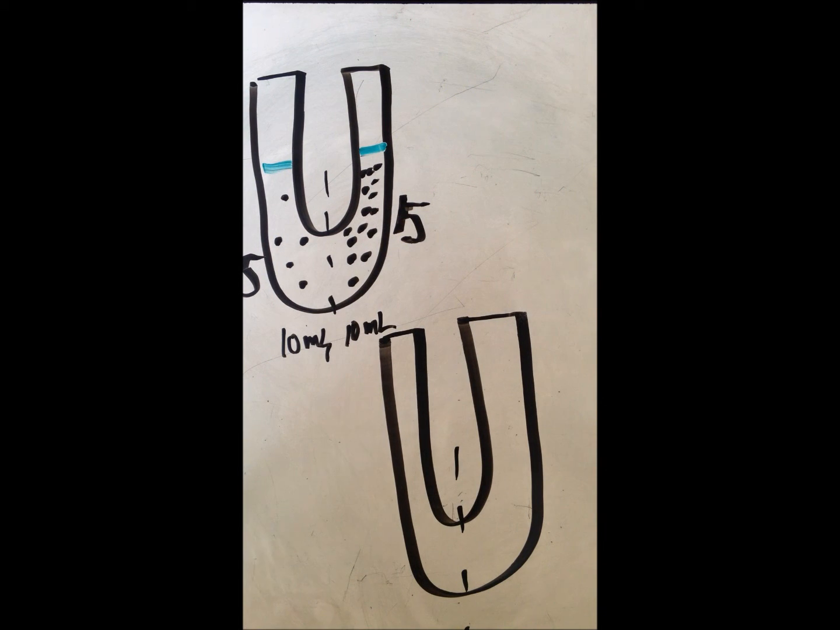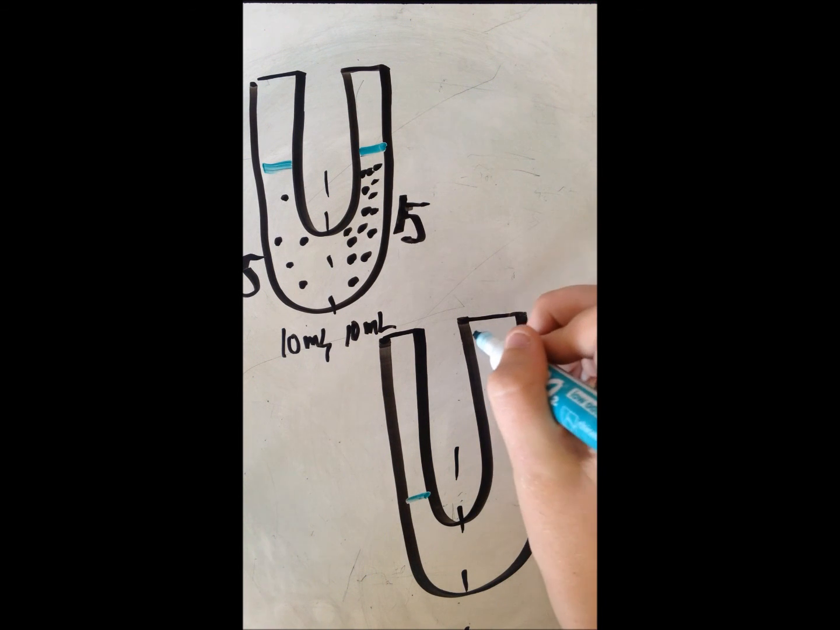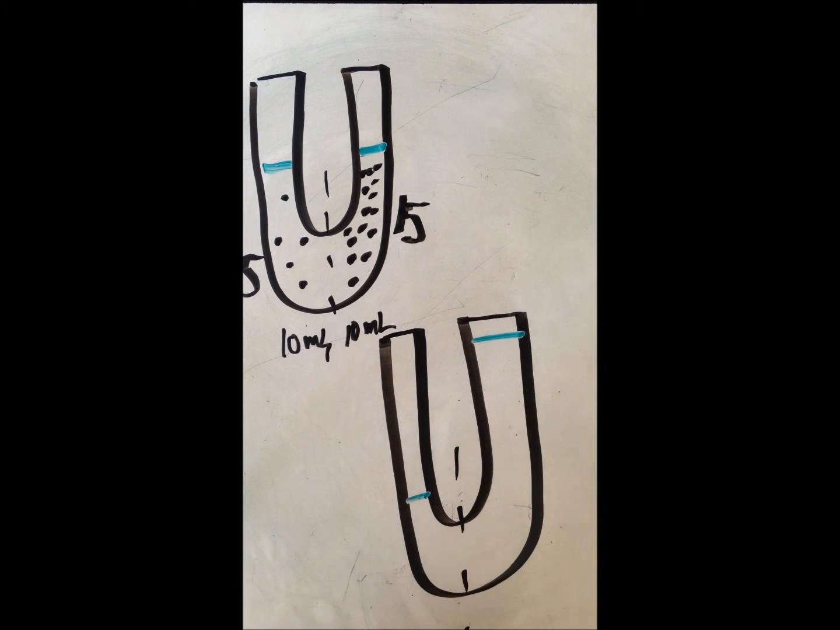So as the water diffuses across the membrane, the amount of water will change on each side accordingly. So I drew 2 so I can show you the cause and the effect. So the water level on the left side will drop, while the right side will increase.